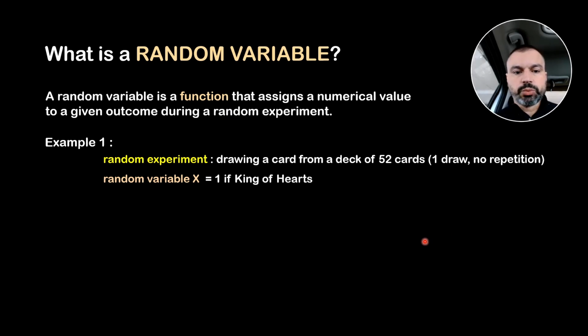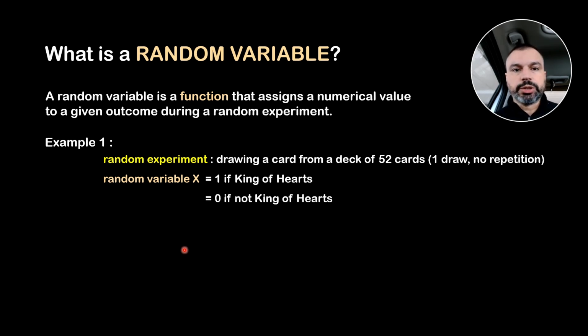And let's say that we win if we draw the King of Hearts, and we lose if we draw any other card that's not the King of Hearts. Then we need to encode these two possible results into numerical values so that we can do something with them mathematically. As you know, a computer or a machine learning algorithm cannot interpret textual data. So we need to turn King of Hearts into a number, or not King of Hearts into a number as well.